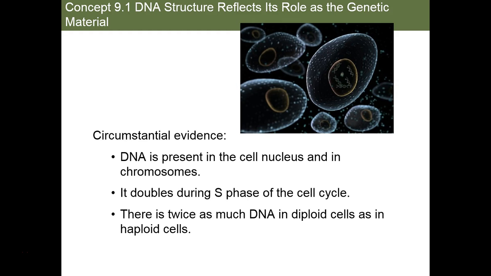Circumstantial evidence that DNA was genetic material was as follows. Scientists knew that DNA was present in the cell's nucleus and within the chromosomes. Also, they knew that it doubled during the S phase of the cell cycle, and there is twice as much DNA in diploid cells than haploid cells. This led researchers to think DNA may be important.